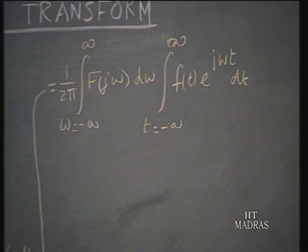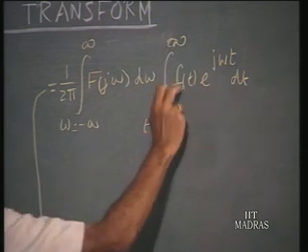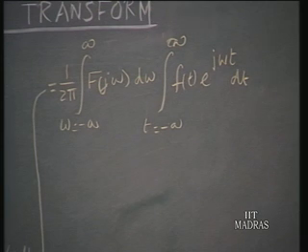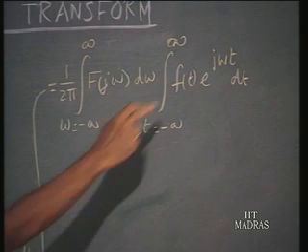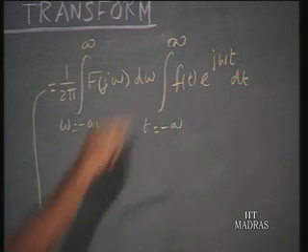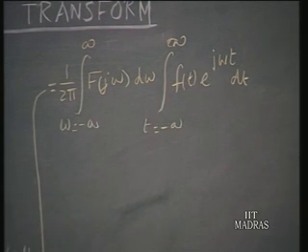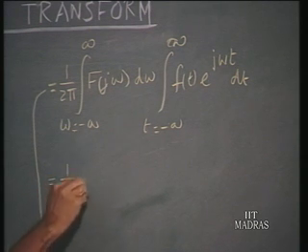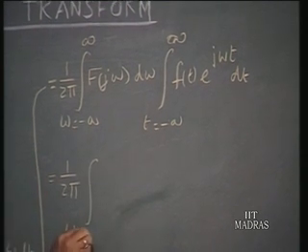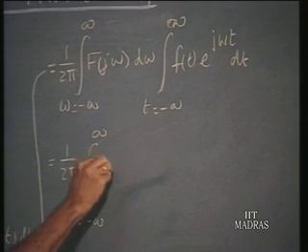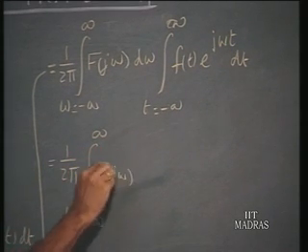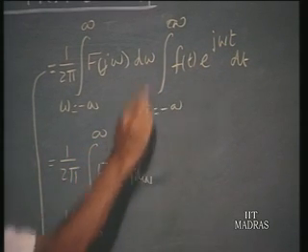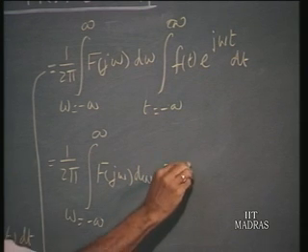Now, let us look at this. If it had been f of t e to the power of minus j omega t dt, it would have been straight away F of j omega. But instead of minus j omega t, we have plus j omega t. Therefore, this whole expression now becomes F of minus j omega. So, this can be written as 1 over 2 pi integral over omega from minus infinity to plus infinity F of j omega d omega, and this quantity is F of minus j omega.